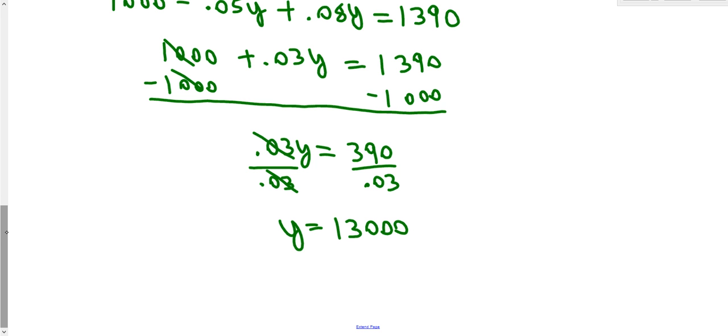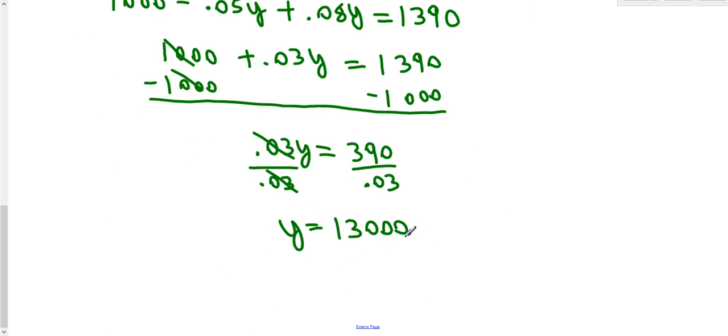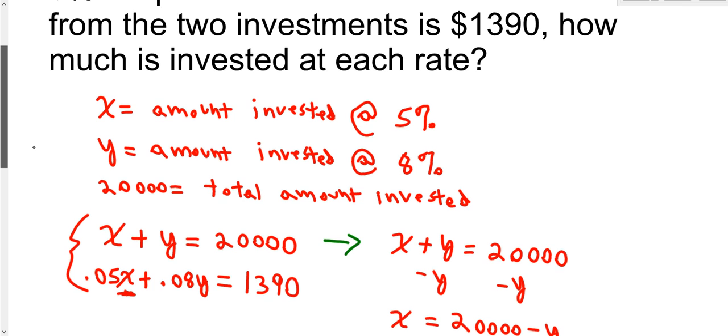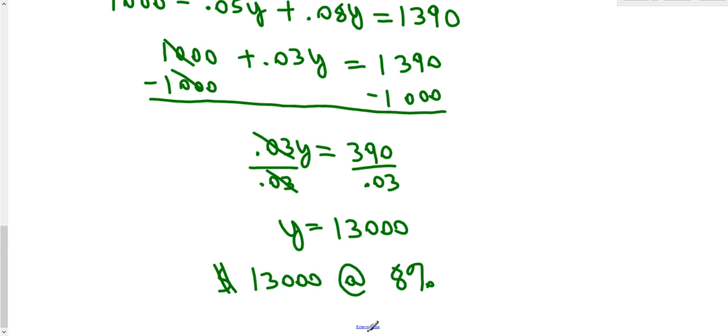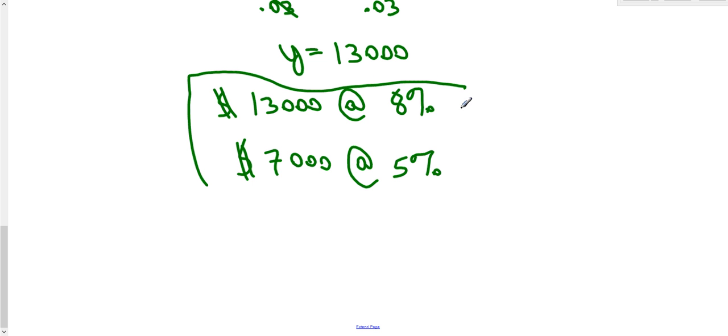13,000. So that means, let's see what Y was equal to. Y was the amount invested at 8%. So that means I have $13,000 invested at 8%. And since there was $20,000 in total, remember that? $20,000 was the total. That means the rest of it is $7,000 that would be invested at 5%. So that means I have $7,000 invested at 5%. So that answers the question. If I want that annual interest, then I have to put $13,000 into the 8% account and $7,000 into the 5% account.